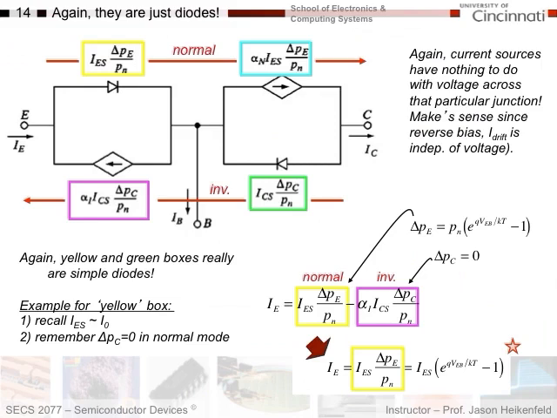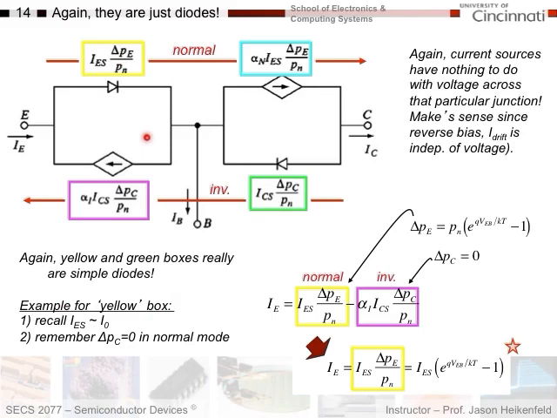So again, they're just diodes. I can't emphasize this enough for my normal mode and my inverted mode. Again, the current sources have nothing to do with the voltage across those junctions. And again, the yellow and the green boxes are just simple diodes. We'll do it for the yellow box. Take the emitter current in normal mode, and let's see what we get here.